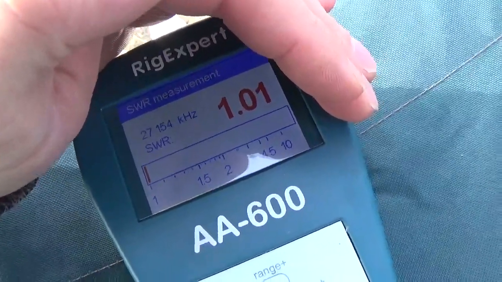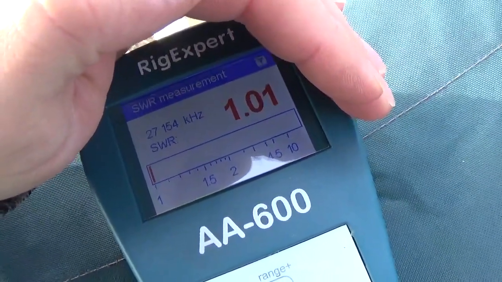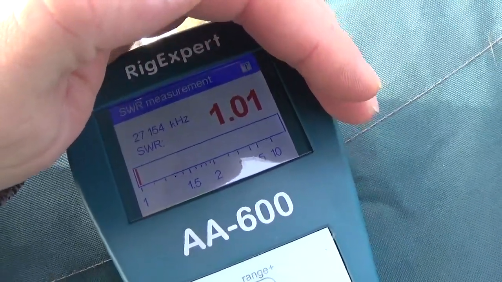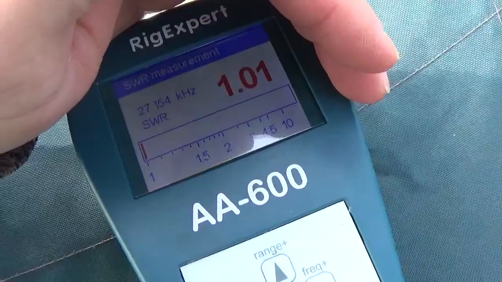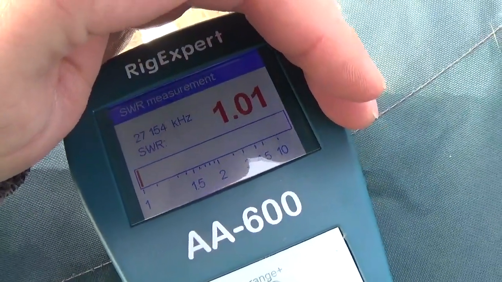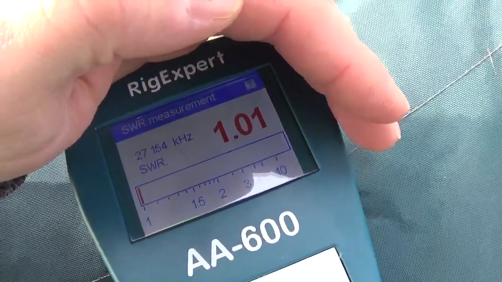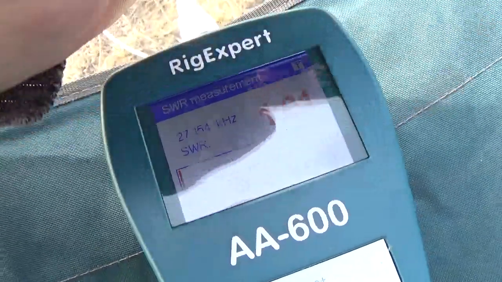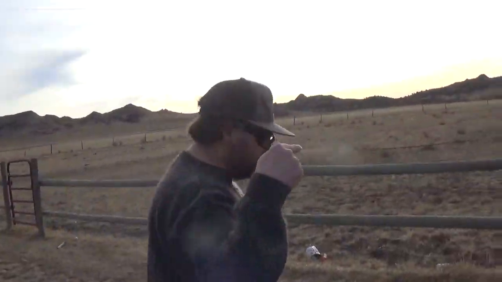Alright, I'm going to start by showing you the SWR, which I don't mean to scare you off if you don't know what SWR is, but you're going to learn if you want to get into radio. So this is almost a perfect SWR for the antenna that I made with parts that I found at home that were lying around, plus a coax cable, which you can buy at a truck stop. Let's go look over here.